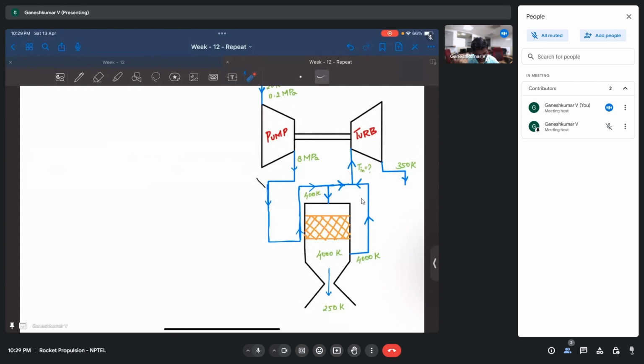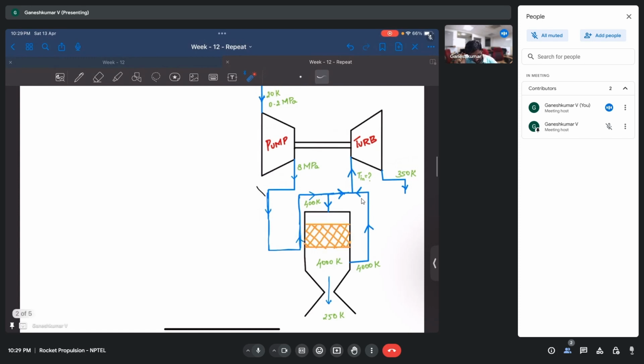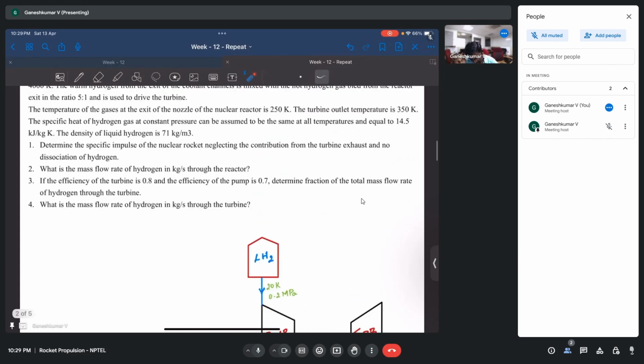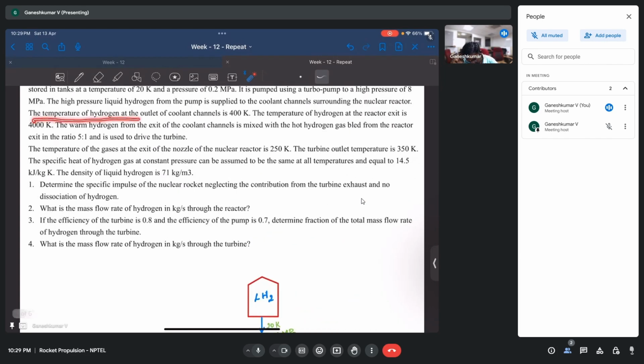Okay, basically through a heat exchanger. So that's what I have drawn like this. It goes like this, and it actually goes through the reactor, gets cooled down, and then it comes out. Just for a schematic I have drawn it like this, but it goes through and cools down this whole orange mesh reactor. Okay, this is a nuclear reactor. Now once it cools down and comes out, it is going to be at 400 Kelvin. So they say the temperature of hydrogen at the outlet of the coolant channel is 400 Kelvin.